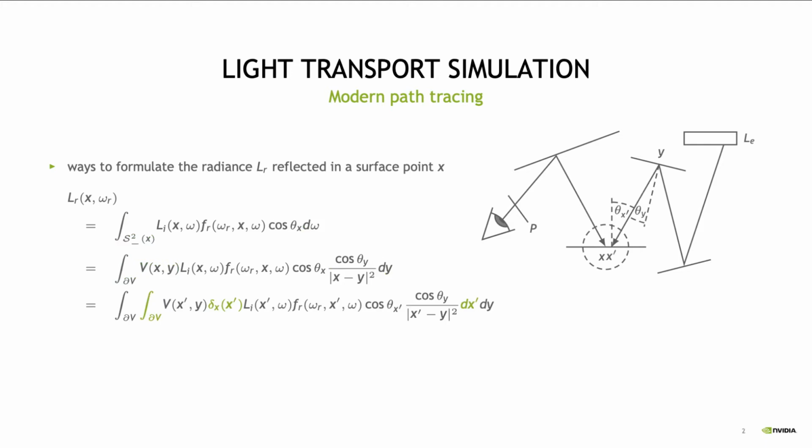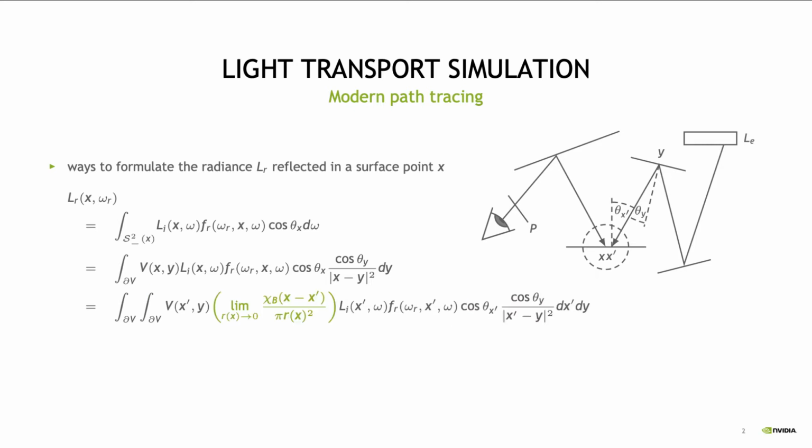The third way to formulate the radiance L_r reflected in the surface point x is to connect with paths that intersect the same surface in the neighborhood of x. Therefore, we first integrate over the local neighborhood, and adding a delta distribution yields equality. Alternatively, we can perform density estimation, replacing the delta distribution with the characteristic function of a ball χ_B, and normalize by the area of the circle that is created by the intersection of the ball and the flat surface.